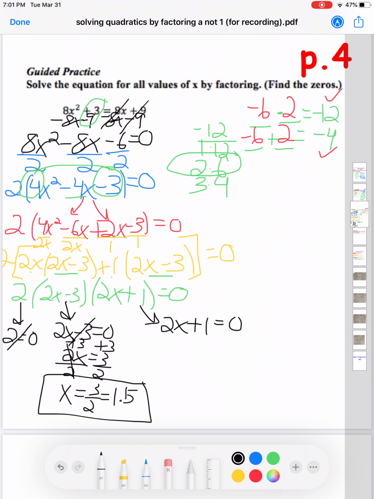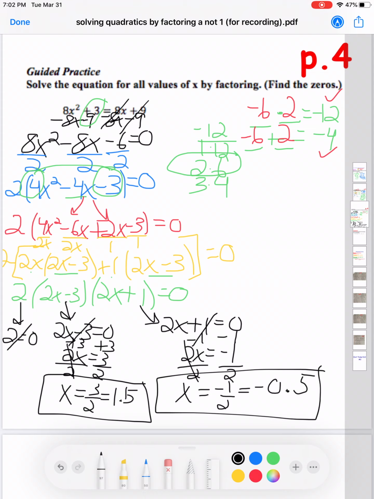Coming over to our third piece here, we have 2x plus 1 equals 0. Again, using our inverse operations, we'll start by subtracting 1, and then we'll divide both sides by 2. And again, negative 1 divided by 2, we could leave that as negative 1 divided by 2, or if we're feeling like putting our decimals, we could have negative 0.5. So you'll notice that there are two answers to this problem. We could have 3 halves, or negative 1 over 2. Those are both values of x that make this equation true.